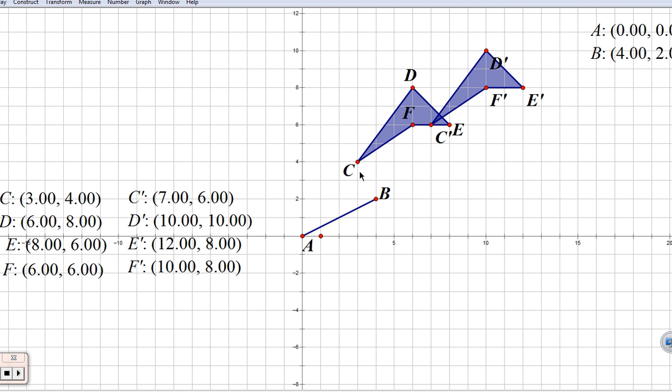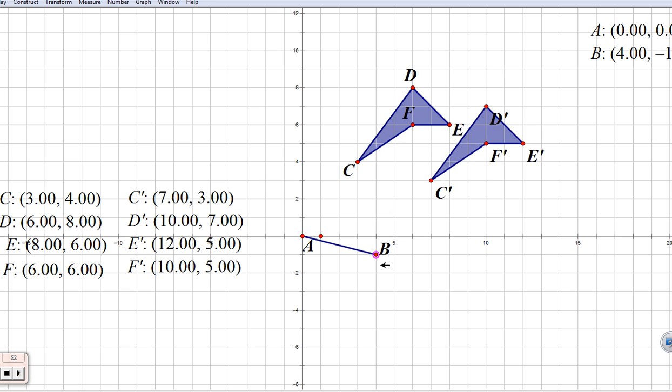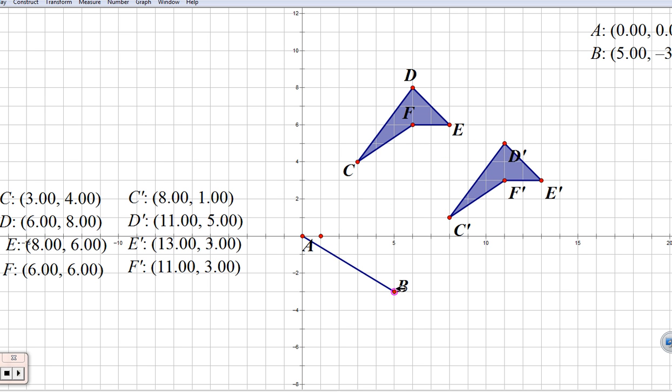A couple of vocabulary words that you need to know. My original shape, we're going to call that our pre-image. And our new shape, we're going to call that the image. We'll talk more about those vocabulary terms in just a little bit. Right now, I'm going to move point B. What happened to my image as I moved point B?